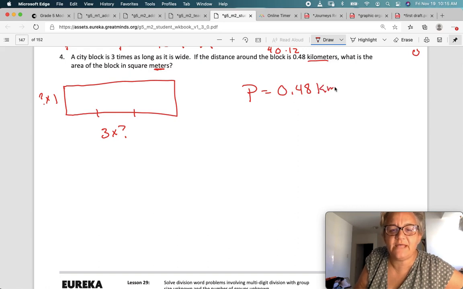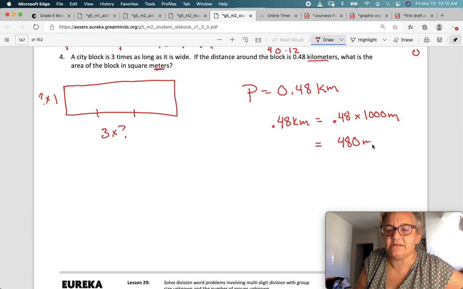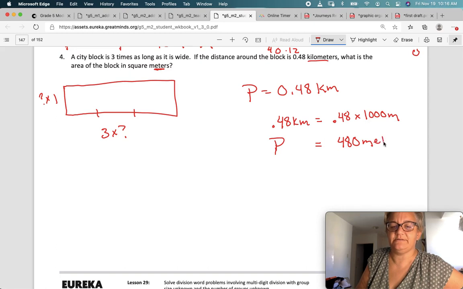Well, I think I'm just going to go ahead and put that into meters right now, right? So 0.48 kilometers equals 0.48 times, how many meters in a kilometer? You remember, 1,000 meters, equals, let's see, 480 meters. Okay, so the perimeter equals 480 meters. All right, so there, that's done. Check.